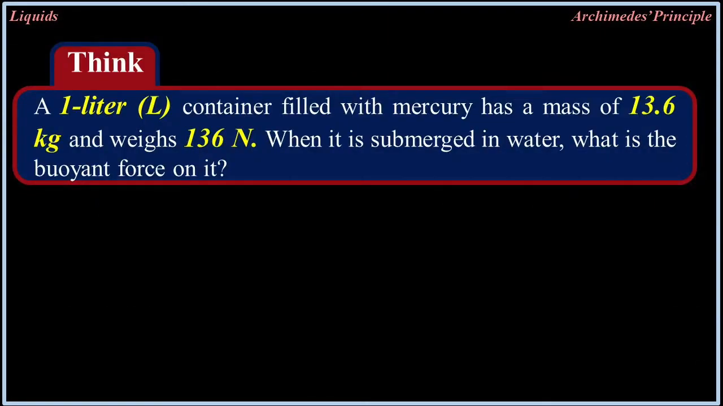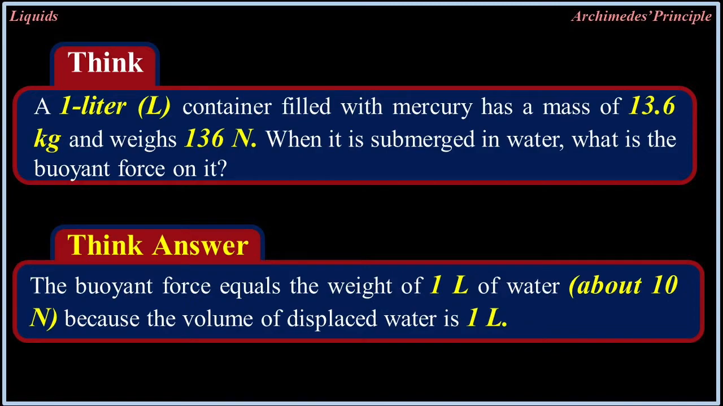Think: a 1 liter container filled with mercury has a mass of 13.6 kilograms and weighs 136 newtons. When it is submerged in water, what is the buoyant force on it? Answer: the buoyant force equals the weight of 1 liter of water, about 10 newtons, because the volume of displaced water is 1 liter.